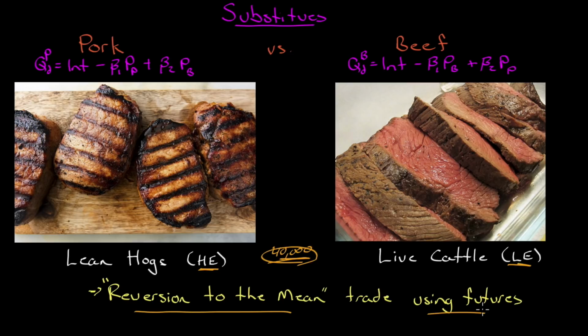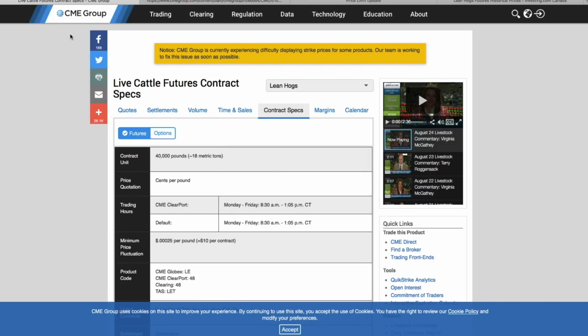But I'll show you how to do that from beginning to end. So first things first, let's have a look at the lean hogs futures contract and the live cattle futures contract. All right, so I've just gone to CME Group. You can find that at cmegroup.com. I've got the live cattle futures contract specifications up.